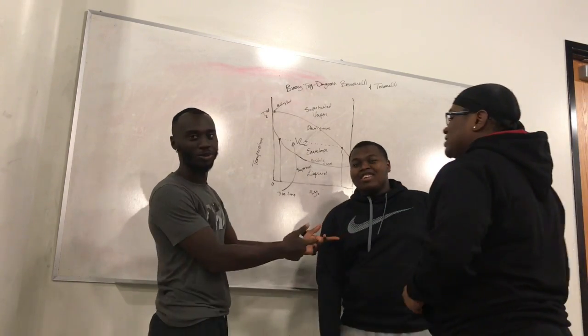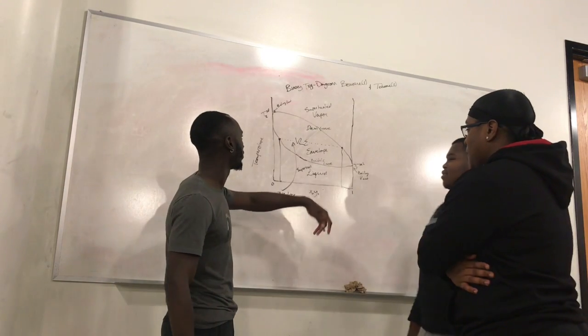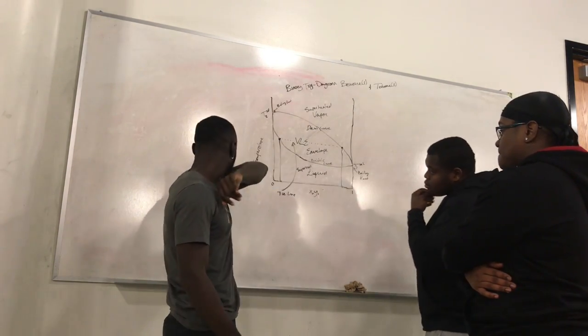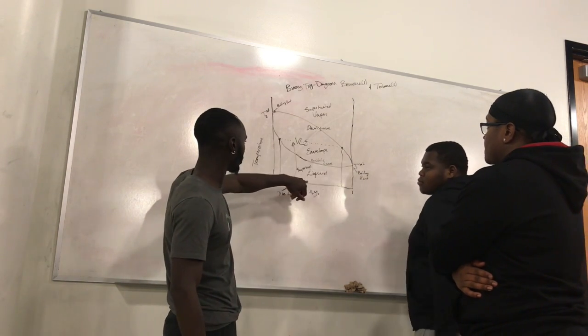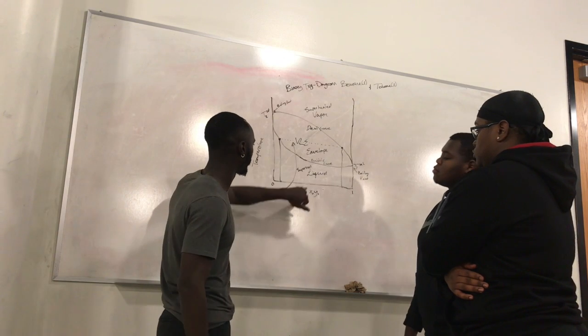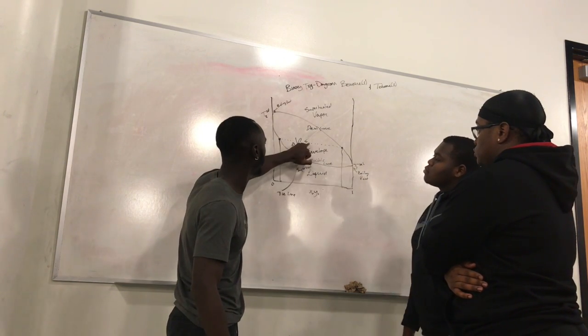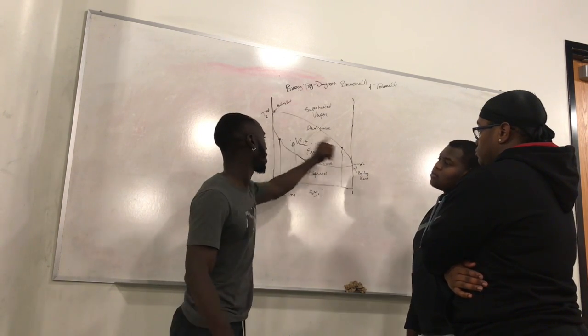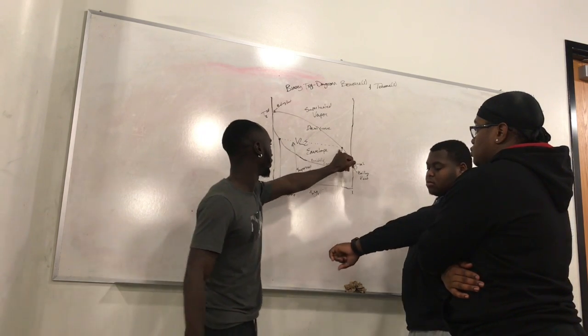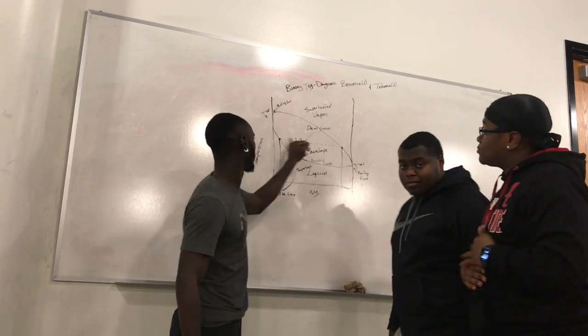Going a little bit more into what he said: if somebody gave you 40% benzene and you wanted to find out how much benzene is in the vapor and how much benzene is in the liquid, you go to 40%, go up, and from there you'll be able to calculate the amount of vapor and the amount of liquid.